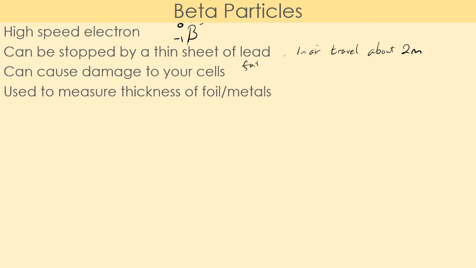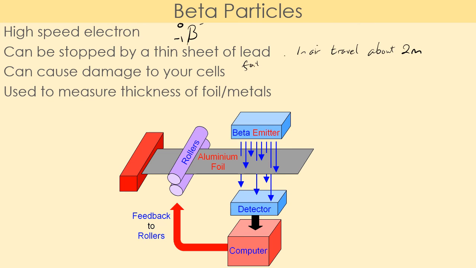So if you've got any tin foil at home, that's been rolled to the correct thickness using some beta radiation to measure it. And it works a bit like this. We have our beta emitter, and it will go through to the detector, which is linked up to a computer and feeds back to the rollers. If too many particles get through, it means that the aluminium foil is too thin. So the detector detects too many of them, tells the computer, and the computer goes, you're rolling it too thin, make it a little bit thicker.